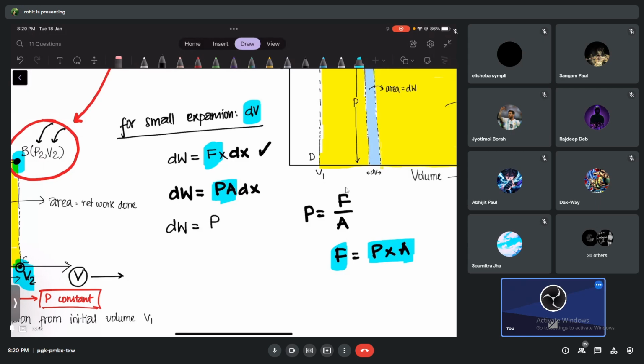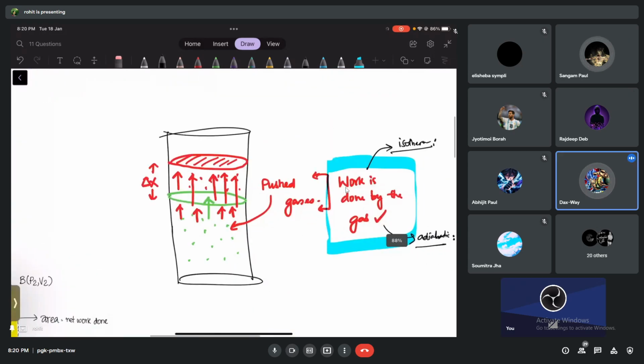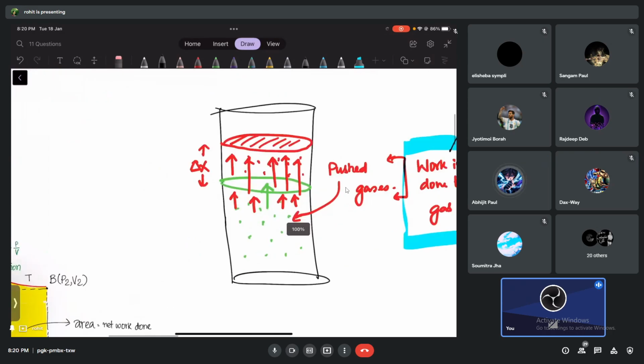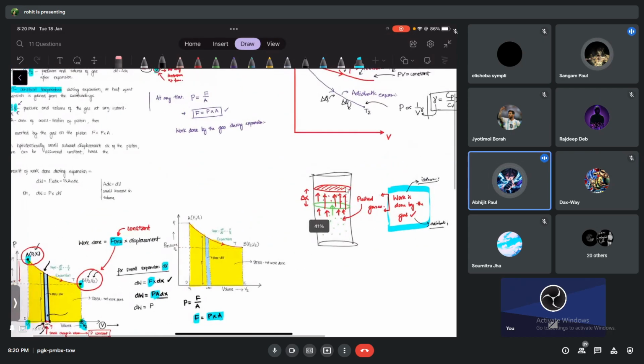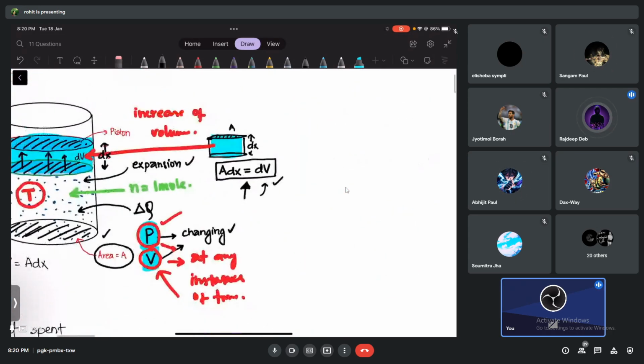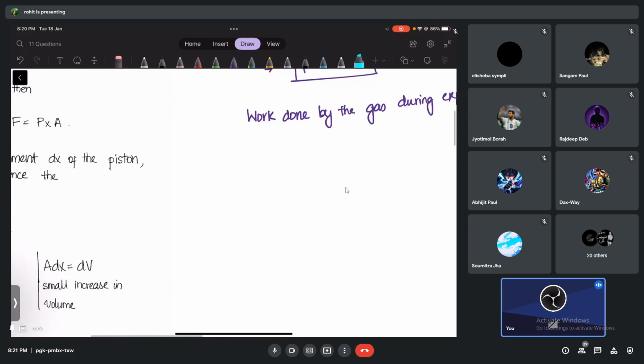And what is ADX? You have already told me earlier. Let me remind you again. So what is volume? Is it volume or a very small increase of volume? Small increase of volume. Okay, that is what I told you earlier, right? A very small amount of increase of volume, dV, we can get it by writing A into dx. So that is what I'm going to do right now.